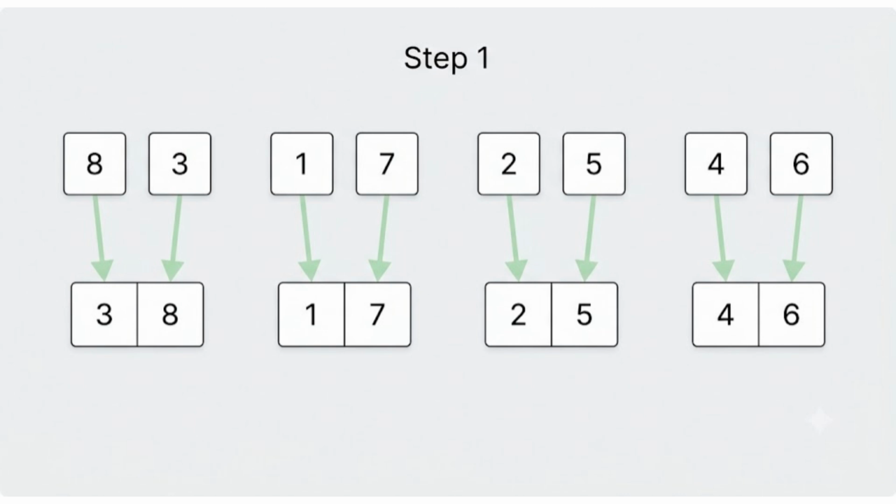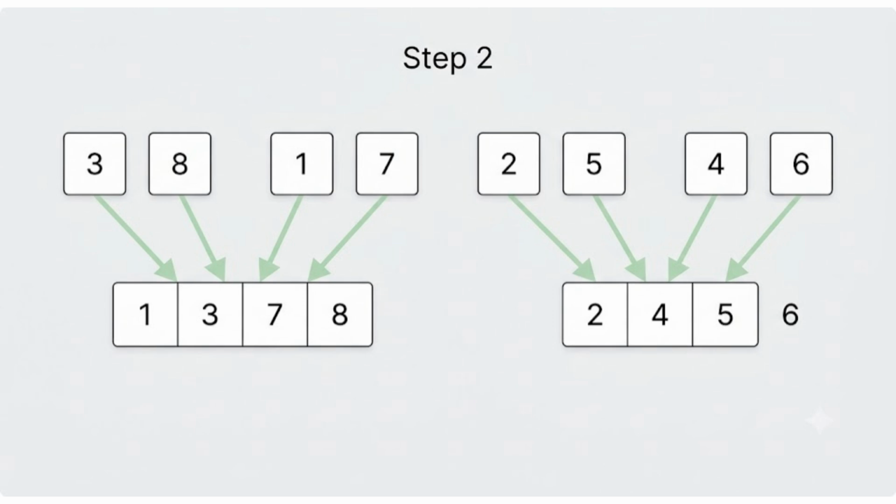We begin with 8 individual sorted lists, each containing a single number. Step 1, merging pairs of single elements. The first step in reconstruction is to take the isolated elements and merge them into sorted pairs. 8 and 3 merge to form 3, 8. 1 and 7 merge to form 1, 7. 2 and 5 merge to form 2, 5. 4 and 6 merge to form 4, 6.